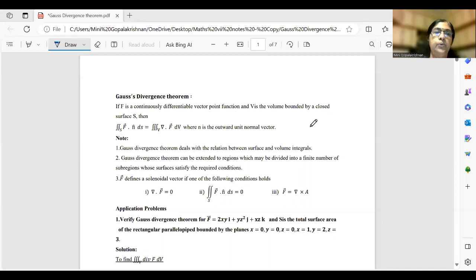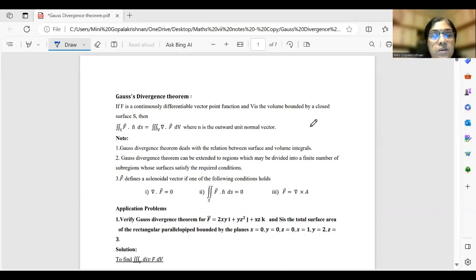Okay, today we'll do Gauss divergence theorem. The Gauss divergence theorem says that if f is a continuously differentiable vector point function and V is a volume bounded by a closed surface S, then the double integral over S of f dot n dS is equal to the triple integral over V of del dot f dV. So the main thing about the Gauss divergence theorem is that it connects the double integral with the triple integral.